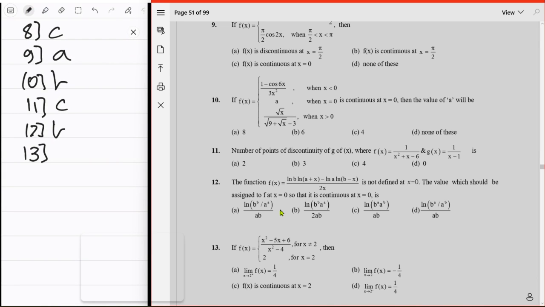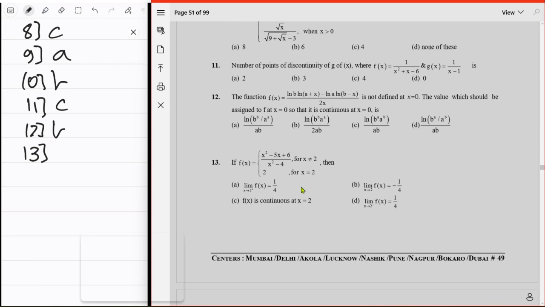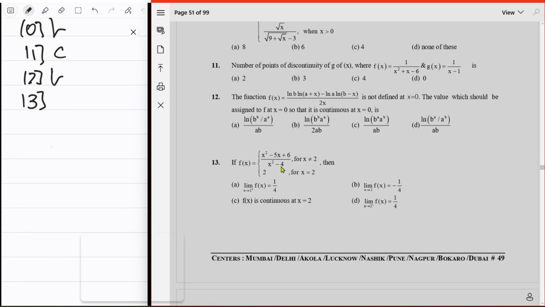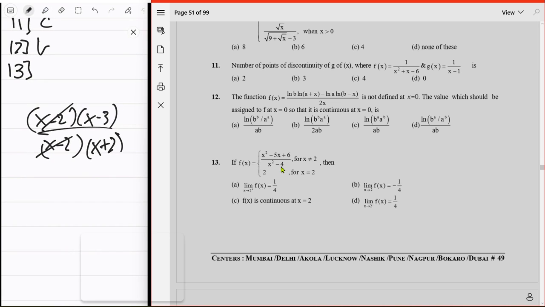Is it just me, or are these much simpler than what I thought? Okay, f is this thing. So when x is not equal to 2, just do this: x minus 2, and then you get x minus 3 over x minus 2 times x plus 2. So as x approaches 2, this becomes negative 1 upon 4. And when x is equal to 2, it's 2. So the limit as x tends to 2 plus is 1 upon 4. As it tends to 2 minus, it's 1 upon 4. As it tends to 2, yes, it is negative 1 upon 4.